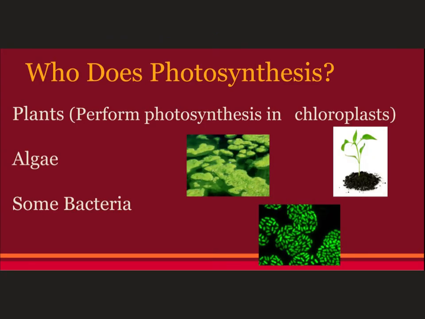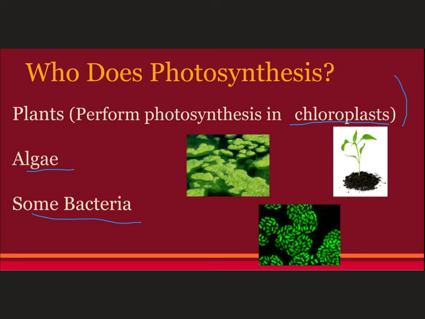Now, which organisms perform photosynthesis? Obviously plants, and specifically plants perform photosynthesis in organelles known as chloroplasts, which we will learn about more when we learn about cell parts. Algae, some algae is plants, some is bacteria, and then specifically there are some photosynthetic bacteria out there as well. So you as an animal, as a human, cannot perform photosynthesis.